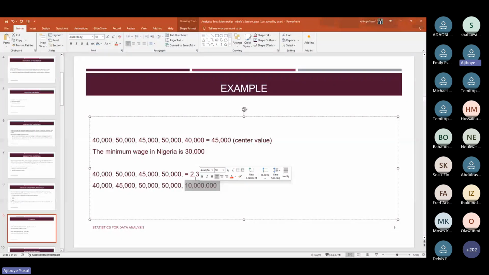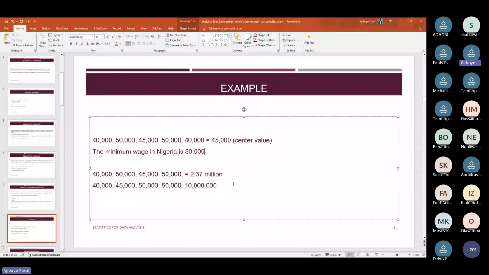They use median because median is not sensitive to outliers. Irrespective of the size of the outlier in your data set, median will never be attracted to outliers. So this is one very key thing for you to understand.